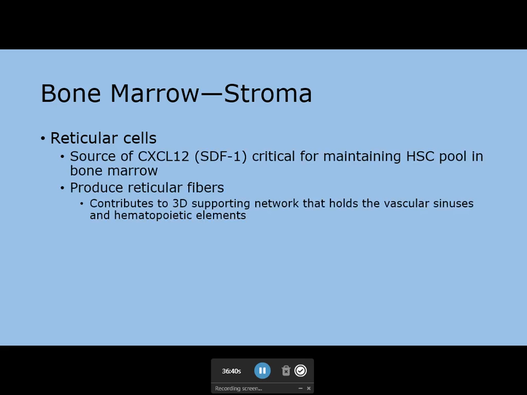But reticular cells contain a source of CXCL12, which is basically a cytokine, a type of chemical that the cell produces. It is the one that's responsible for maintaining our hematopoietic stem cell pool. We talked about the 20,000 stem cells that we have. That's our pool. So if something happens to our pool, the reticular cells will produce this chemical that will stimulate the production of stem cells, as we go through.